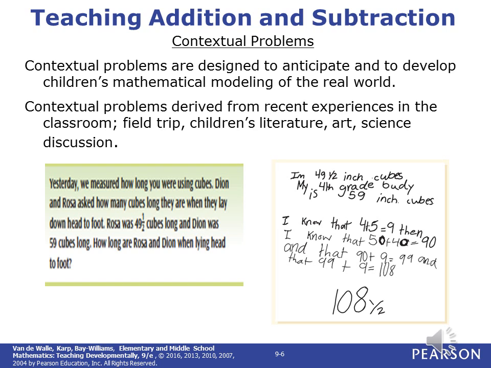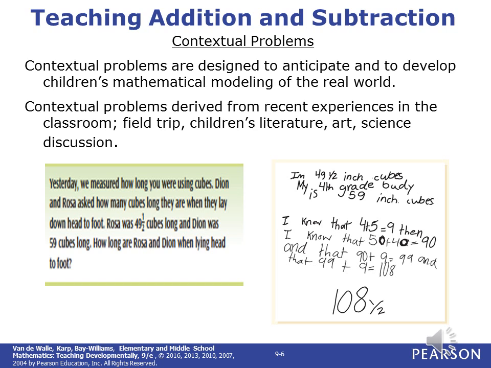This screen presents a contextual problem and a student's explanation of how he solved it. You'll notice in the problem that real students' names were used, and that's so helpful within your classroom to make the problem relevant and relatable to the students by using their names. It ignites their interest and really gets active learning happening in the classroom.